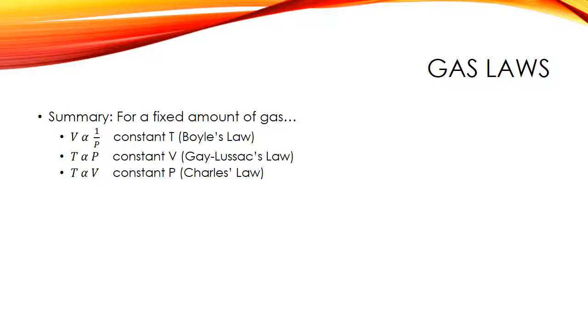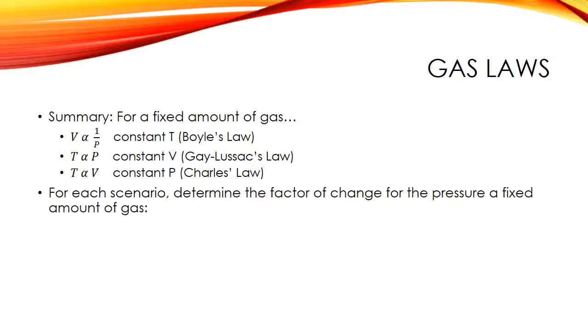So let's put these ideas in perspective here. I'm going to ask you just, I think it's 3 questions here about these relationships. And here's how the question goes. For each scenario, determine the factor of change for the pressure a fixed amount of gas would experience in each. So when we say determine the factor of change, we're essentially meaning what are we going to multiply it by? Are we going to multiply it by 2, meaning it doubles? Are we going to multiply it by 1/3, meaning we divide it by 3, so it's cut by 1/3? What are we going to do in each scenario?